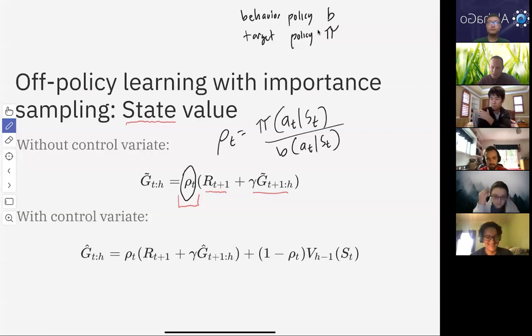So the question is, given this formulation here without the control variate, what is the reward if we have a 0 rho sub t? That is, the behavior policy takes some action that the target policy never would.